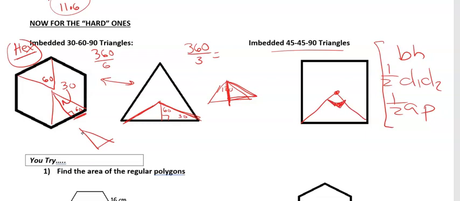Because it's 360 divided by 4. And when you drop down the apothem, then you end up with a 45, 45, 90 triangle. That is a 45, 45, 90, and this one is also a 45, 45, 90. And oddly, this is also a 45, 45, 90. So these are embedded in squares all over the place.